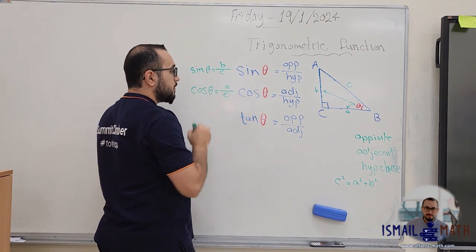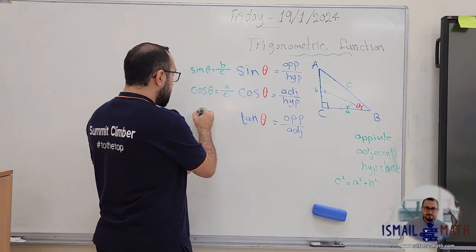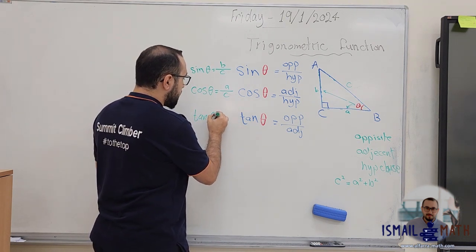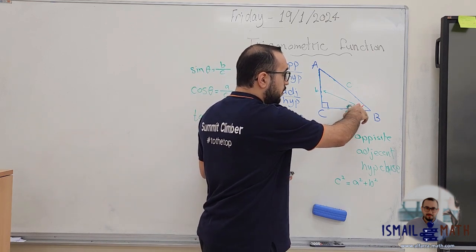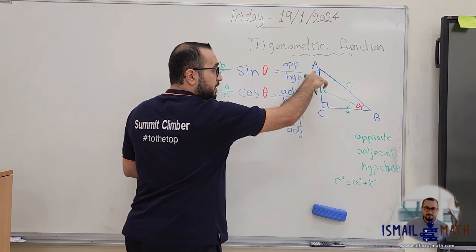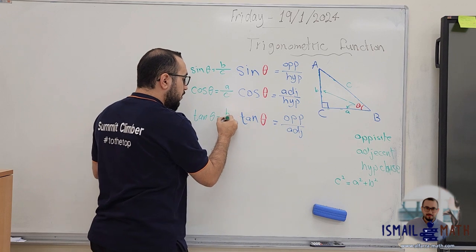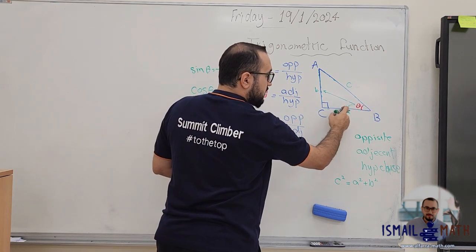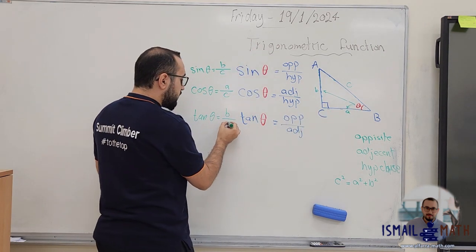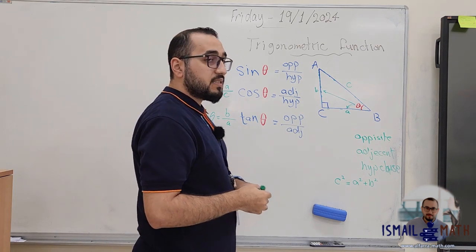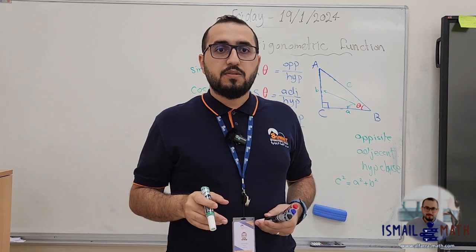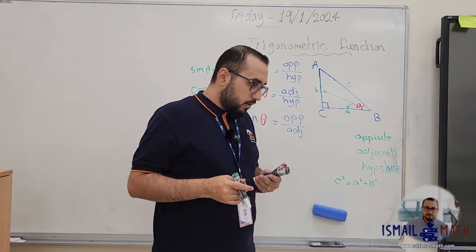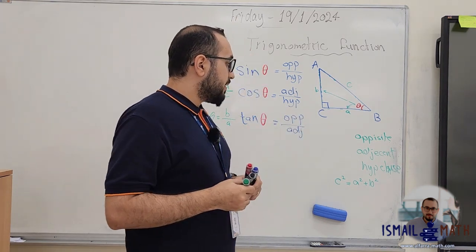And small c. The same thing for the tangent. Tangent theta will be opposite over adjacent. The opposite of this one is small b, and the adjacent, which is this side here, is small a. So these are the three main trigonometric functions that we are going to learn, and this is how we can find them.